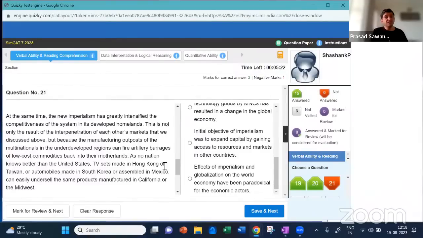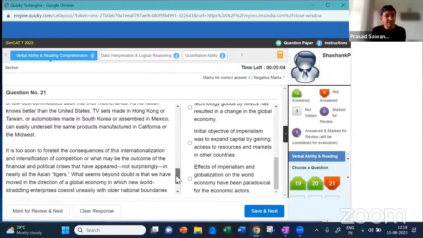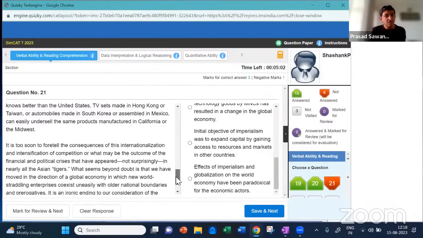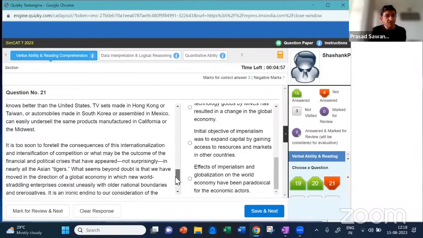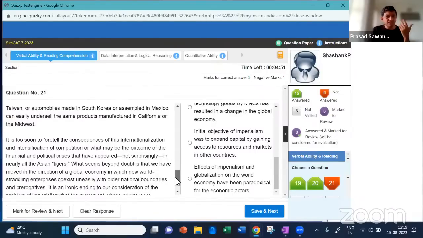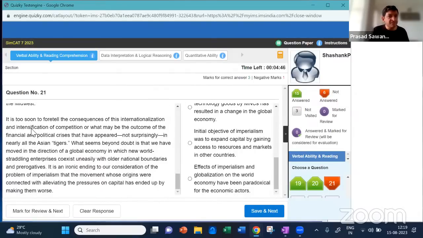At the same time, the new imperialism has greatly intensified the competitiveness of the system in its developed homelands. This is not only the result of the interpenetration of each other's markets that we discussed, because the manufacturing outposts of the multinationals can fire artillery barrages of low-cost commodities back into their motherlands. As no nation knows better than the United States, TV sets made in Hong Kong or Taiwan can undersell the same products manufactured in California or the Midwest. Okay, so manufacturing outside makes more sense because the labor is cheaper. The social context I missed somewhere in the middle, but otherwise, logically, it makes sense.